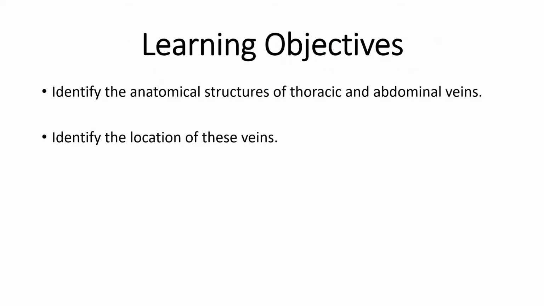Okay, folks, this lesson is about the veins of the thoracic and abdominal region. Learning objectives: identify the anatomical structures of thoracic and abdominal veins. Identify the location of these veins.